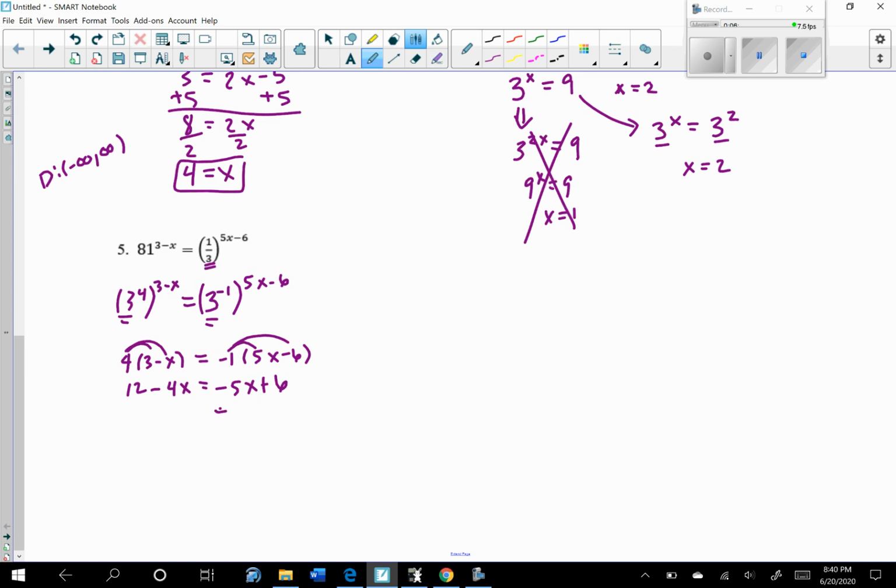So I'm going to add the 5x, and I get 12 plus x equals 6. And then here, subtract the 12, x equals negative 6. And then once again, make sure you plug that back in to check your work, and you would see that both sides are equal to each other. So that's when we can make the bases the same.